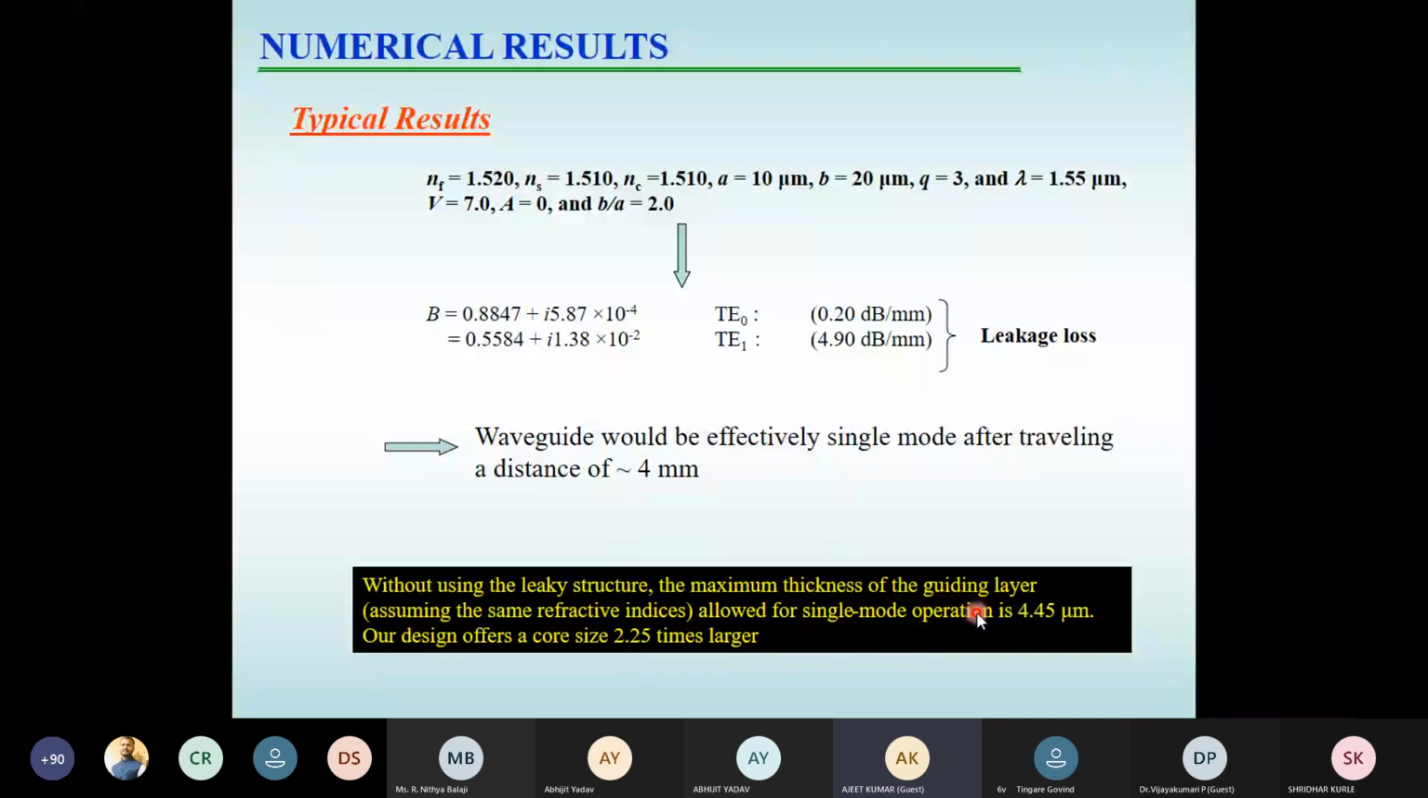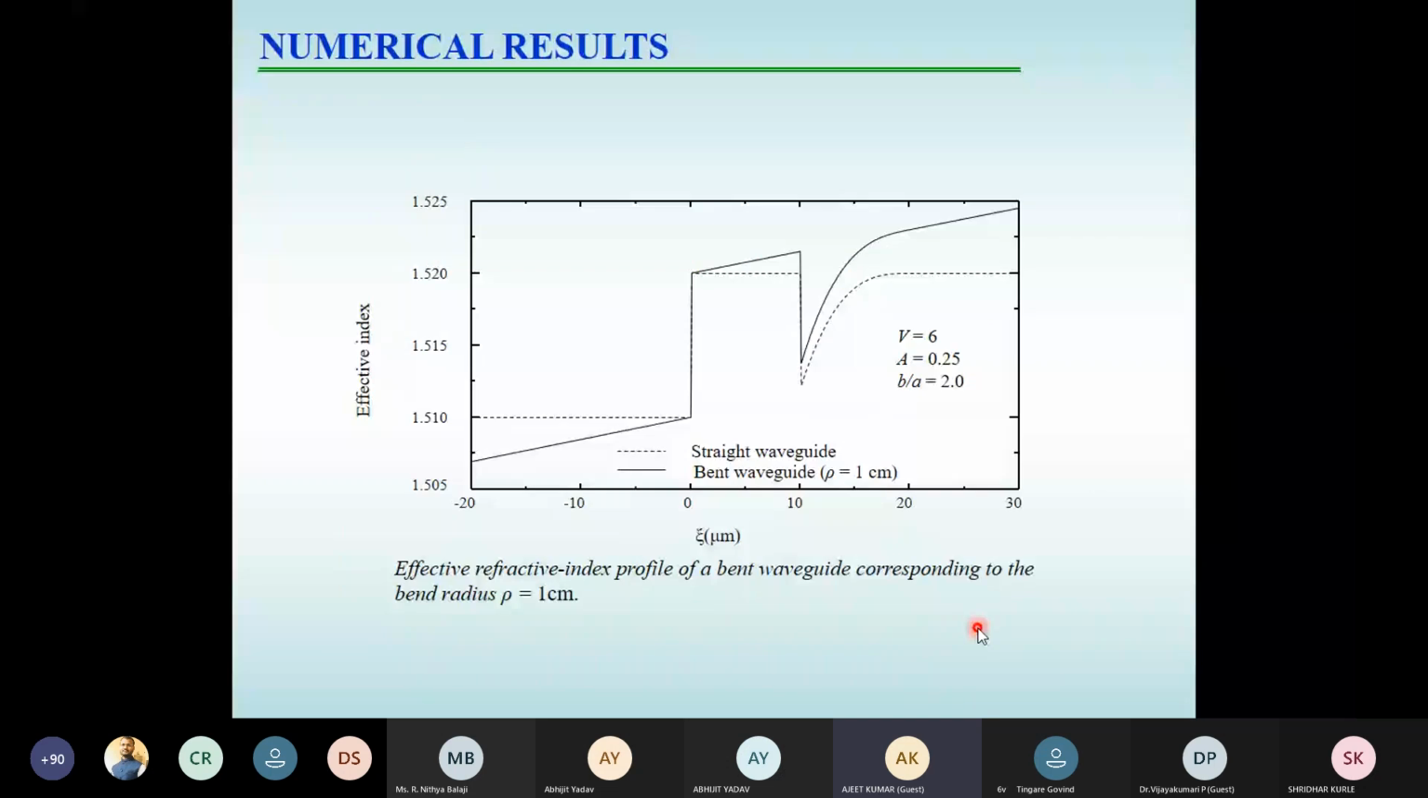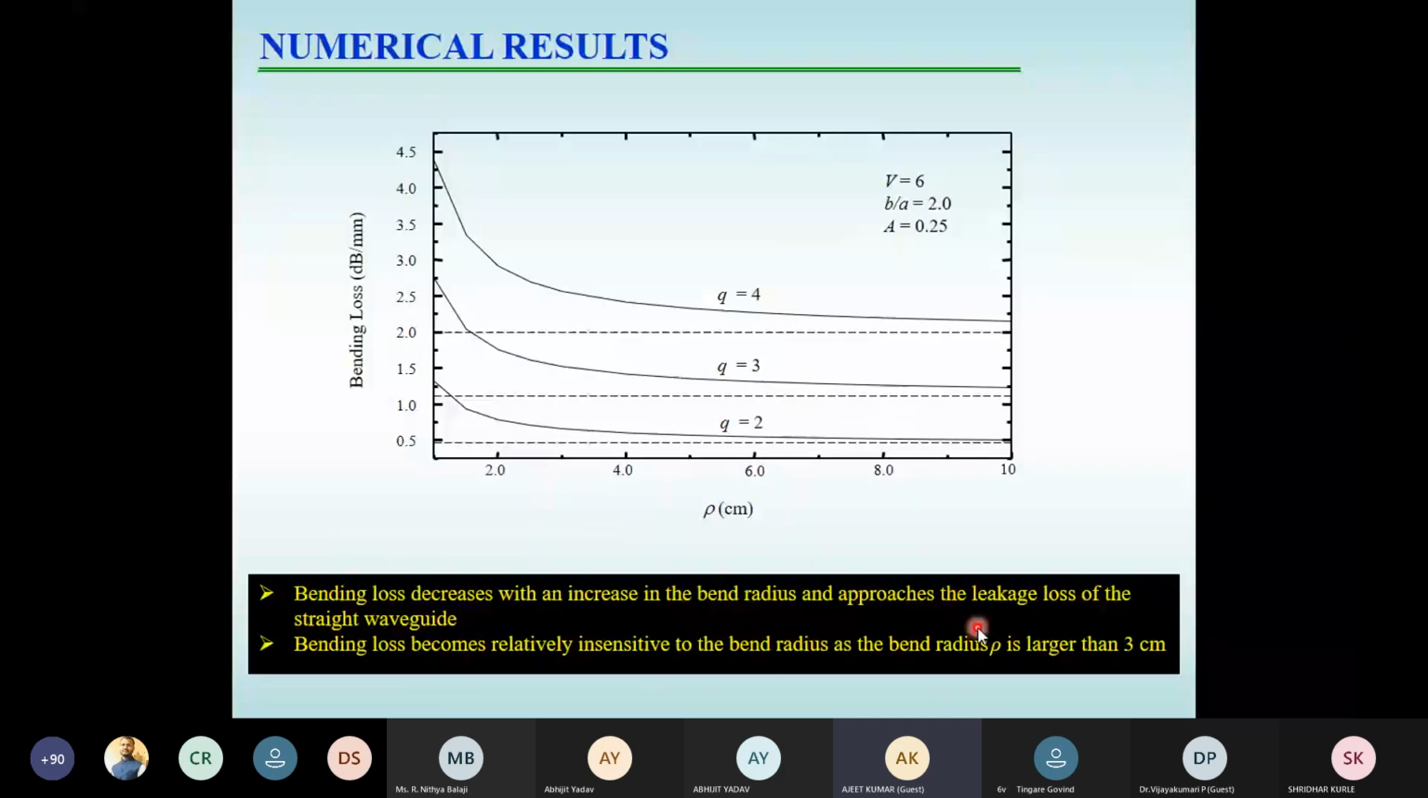Bending analysis is also very important for this. I'm not going to go into detail, because we have to cover the other topics as well, but I'm just showing you one result. We have done the bending analysis, and it shows that it is insensitive to bending radius larger than 3 centimeters. So the design which we have given has good bending sensitivity.